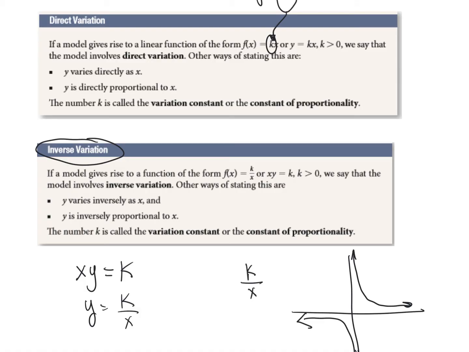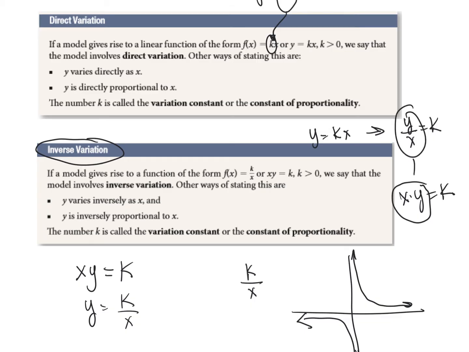I suppose you can argue that since y equals kx here, if we were to solve for k, then this would be y divided by x equals k. And over here we have x times y equals k. So they're making this note like this is multiplication and this is division, and those are two inverses of each other. But when it comes to graphs, they're completely different shapes. So just something to keep in mind.